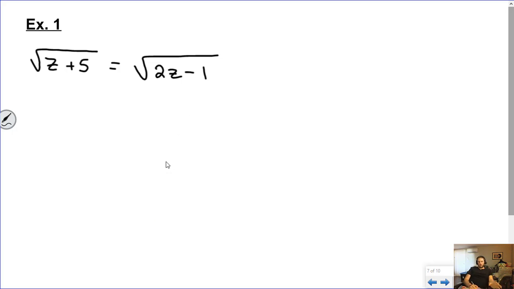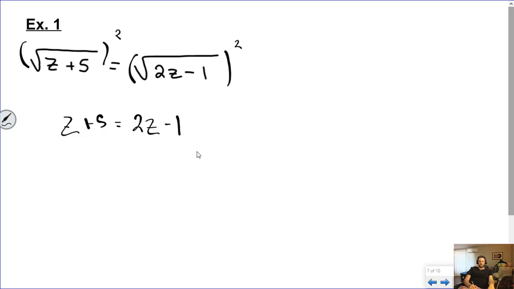Now that I have my square roots by themselves, what we can do is move on to step 2 and square both sides. So we square the left-hand side, we square the right-hand side, and again, because the square root and the square are inverse operations, I'm left with z plus 5 is going to be equal to 2z minus 1. Now it's just a matter of isolating my variable and solving for z.